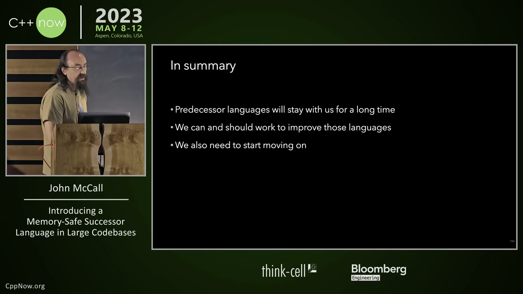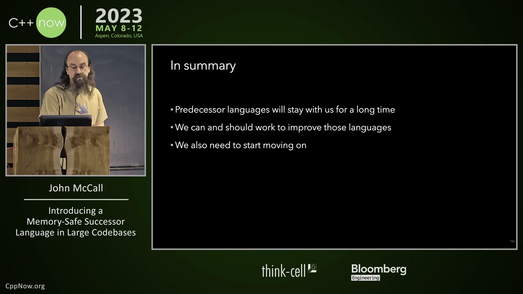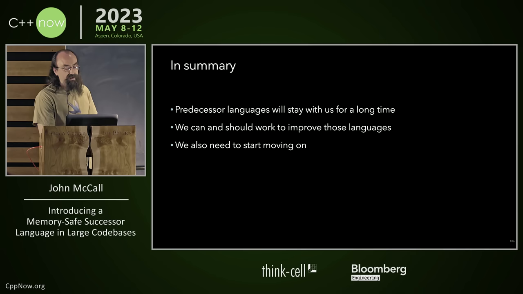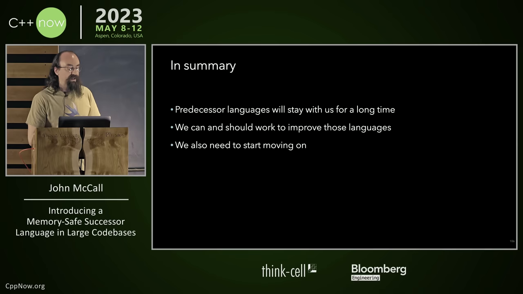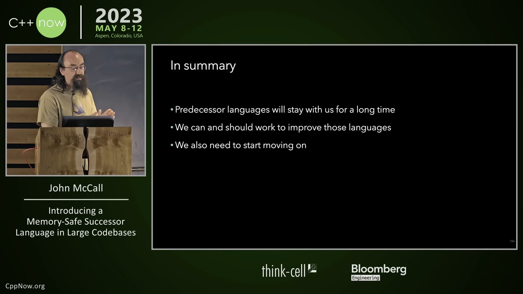And we see that as the key. We have billions of lines of code invested in our predecessor languages. That code is not going away, and we need to do what we can to improve that code and improve the safety story for that code. But these predecessor languages have problems that we don't know how to solve, and we don't think can be solved. And we're not going to let those languages hold us back. There are better languages out there. Swift is one of them, and we need to move forward.